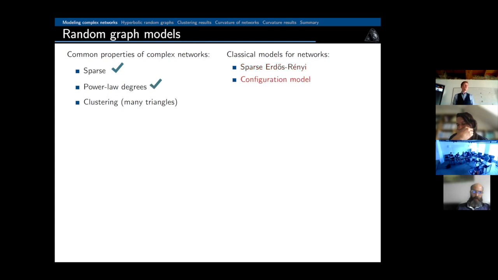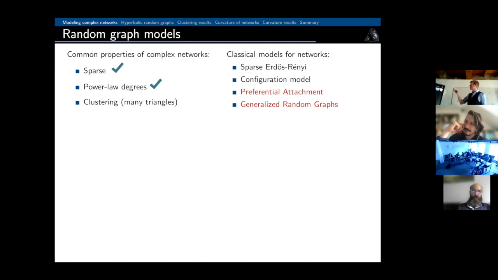Now, in order to go to more general degree distributions, you can use other models such as the configuration model, where you start with either a given degree sequence or a sequence sampled from a distribution. It's also sparse, but again, no triangles. The same holds for other nicer models, like the preferential attachment model, where nodes come in and attach preferentially to the nodes with the largest degree, or generalized random graphs, which generalize the Erdős-Renyi model by allowing the probability of edge connections to depend on hidden node-based parameters.